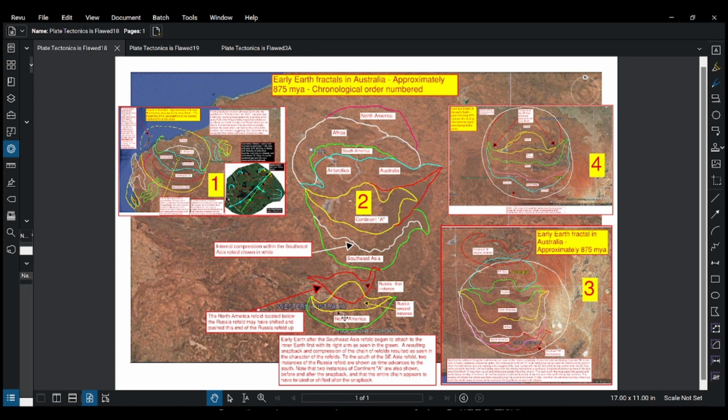So this is in Australia again, and what happens is these fractals, in these instances, go in chronological order in a counterclockwise direction always, for whatever reason. So even the fractal order is in counterclockwise direction. So from sequence 1 to 2 to 3 to 4, it's not really shown here, but it does go in counterclockwise order. Okay.